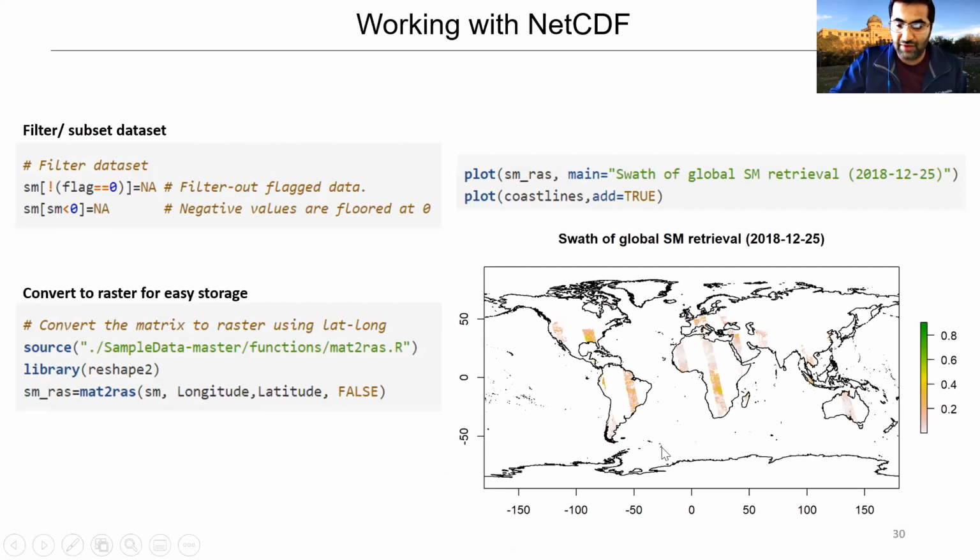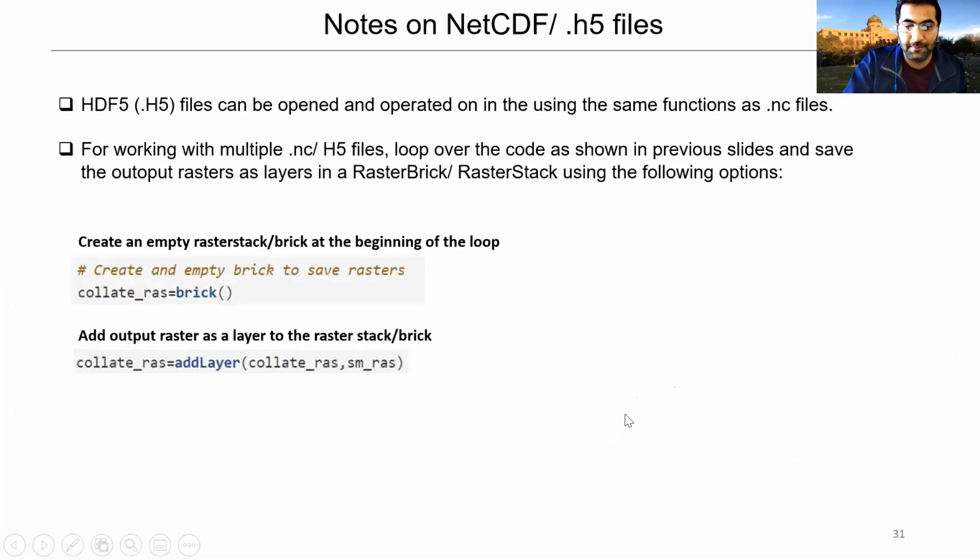But the difference that I want to emphasize is you can convert this 2D data matrix into a raster using the function map2ras. So now we have converted the soil moisture data using the longitude and latitude given with the NC file. And now we have data which looks something like this. These lines that you see are the swaths where the satellite was passing over on a particular day.